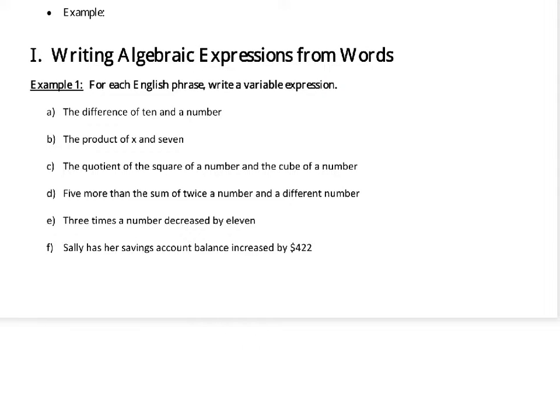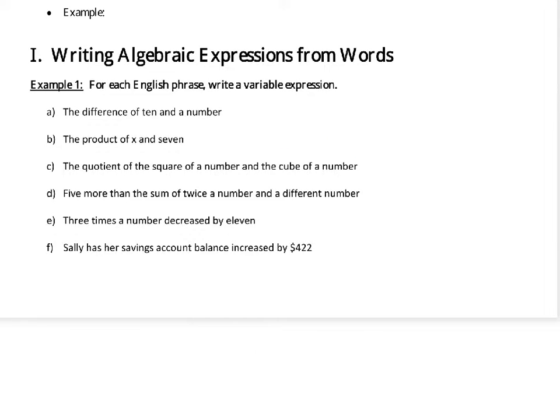Objective number 1 is related to writing algebraic expressions from English phrases or words. So in example 1, you'll see various phrases written out, and our job is to convert them to mathematical symbols using variables and other numbers. I'll pick a few of these at random to do, and then I ask that you try your own and have them ready to check in class tomorrow.